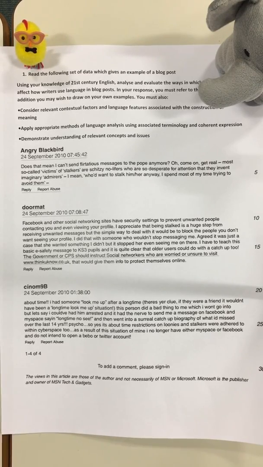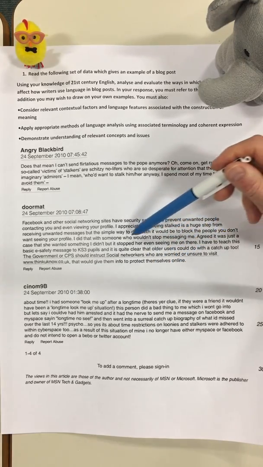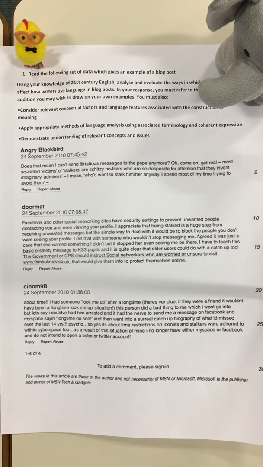If you're looking for subtleties here, you might pick out the contractions of the negative verbs. So you don't instead of do not, I didn't instead of did not, and who wouldn't. So those are the only concessions to informality, I think, in doormat. But they're there, and that's maybe something to do with the genre, to bring us right back to the beginning. Absolutely. Shall we get on to Angry Blackbird?